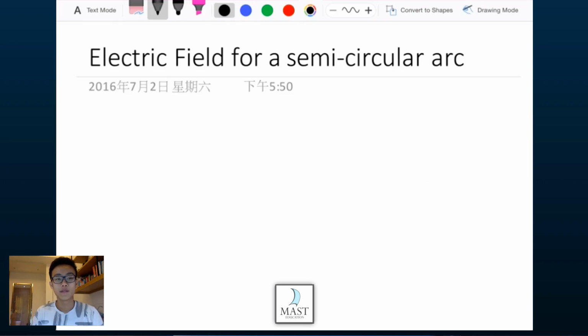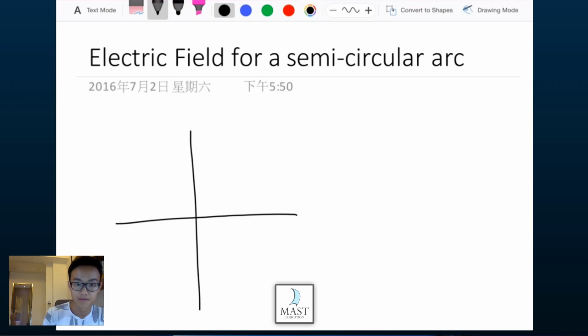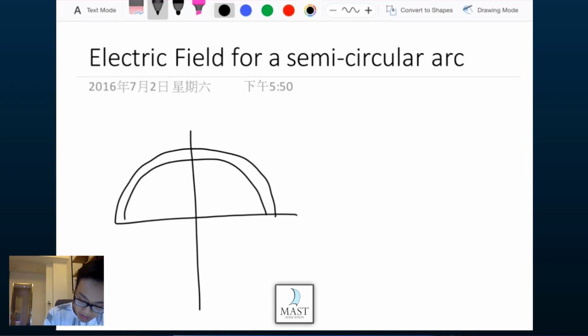Hi, so today we'll be attempting to derive the electric field at the center of a semicircular arc of charge. This is one of the derivations that you need to know how to do in order to succeed in AP Physics C. So to begin, let's start off with a standard coordinate plane, and let's have a semicircle of charge here. And this semicircle will have charge negative Q. All right, so our goal right now is to find out what the electric field is at the origin. So right there.